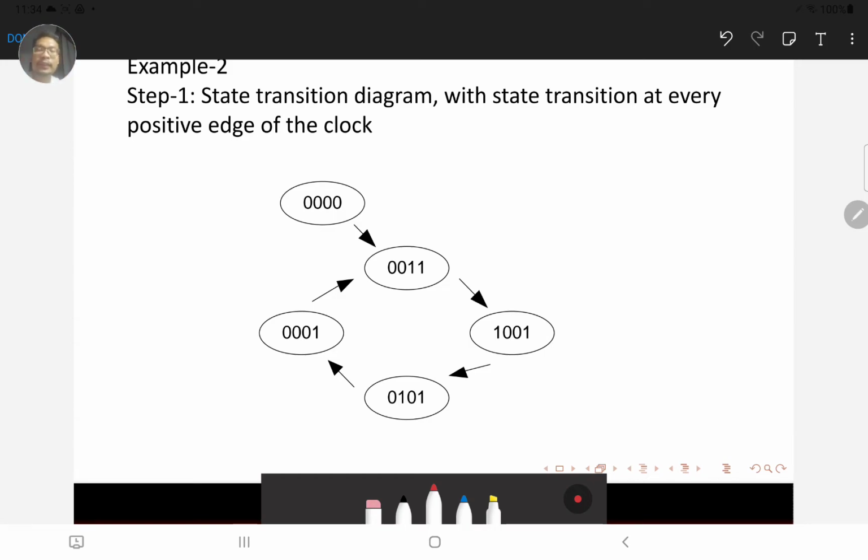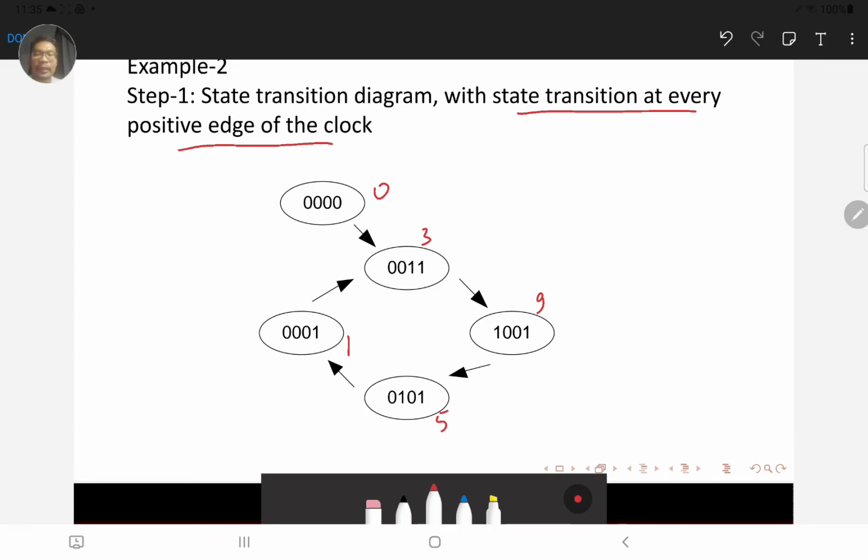In this example, given a state transition diagram with a state transition at every positive edge of the clock, for example, this is from 0 going to 3, 3 goes to 9, 9 goes to 5, 5 goes to 1, and 1 goes to 3. So this is an arbitrary sequence.